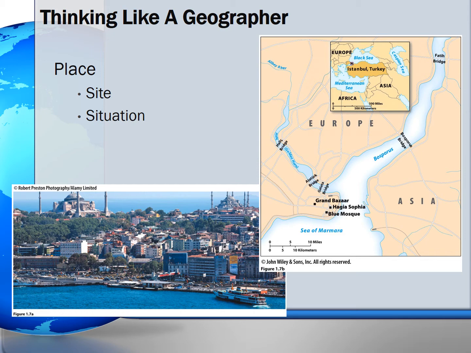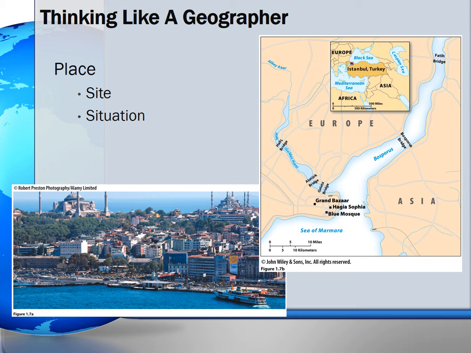Situation refers to the geographic context of a place, including its political, economic, social, or other characteristics. How is it situated and where? Is it located on a river in the middle of the country, on a coastline? Is it an economic hub? Does it have a vibrant social life?